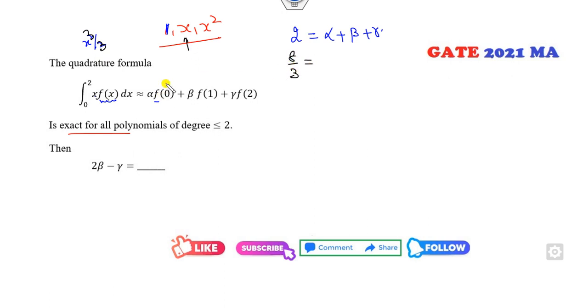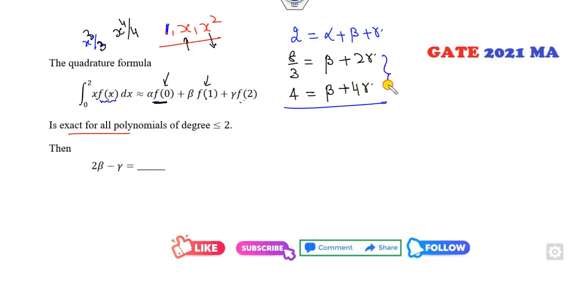If I take x, it's 0. This is only beta. This is 2 gamma. If I take x square, it is x cube. Integration of x cube is x to the 4 by 4, so 16 over 4 is 4. This is again 0. This is beta. It is 4 times gamma.